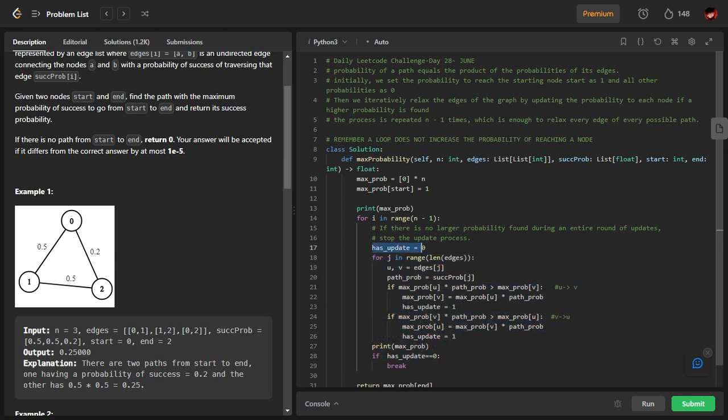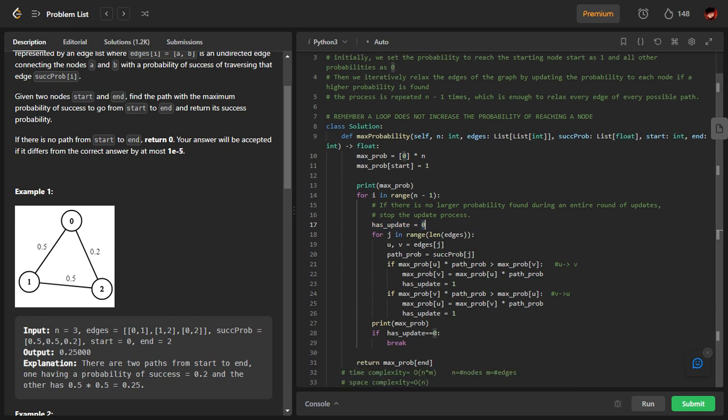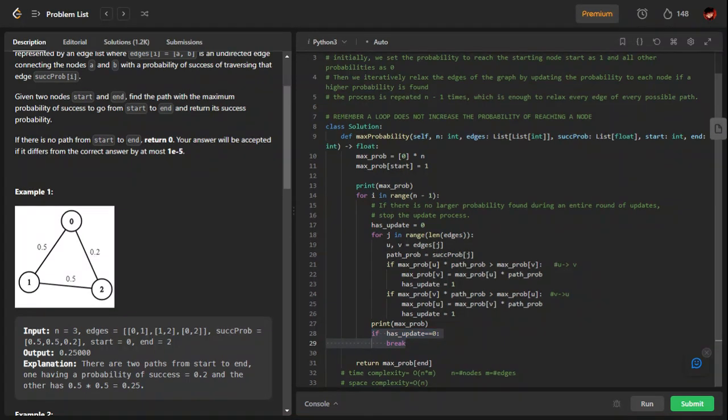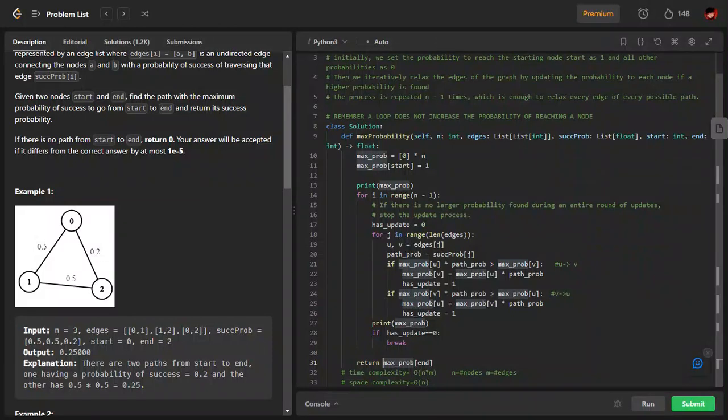See, this has update value also. Has update basically means once we reach a stage after which even if we run this loop, there is no update to the values. That means we have reached a place where the values are not changing. That means we have to stop. So this is for that. Initially it will be zero, and finally we are going to check if has update has changed. It will change with updates. If it has not changed, we are going to break out of the loop. That is the basic idea. And finally, we'll return the max probability of the end node.